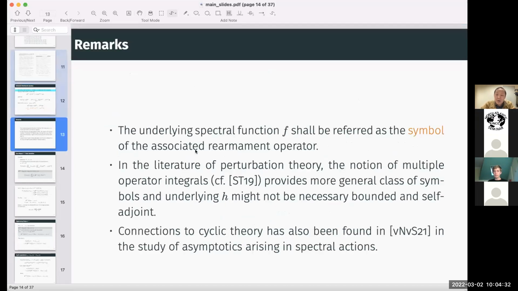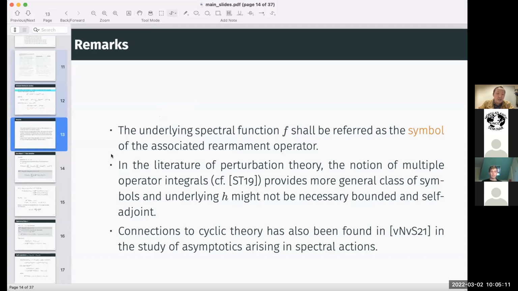So here's another remark about this rearrangement operator. I think the essence of this operator is fully captured by the underlying function f. I will call this the symbol of this rearrangement operator. It's like when you often write p of D, where D is a differential operator and p is a polynomial. What's important is this polynomial function p. It's a similar thing here, so I think it's easier just to call f the symbol of the underlying rearrangement operator.